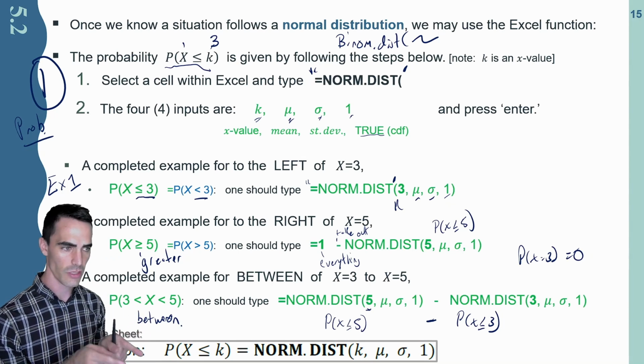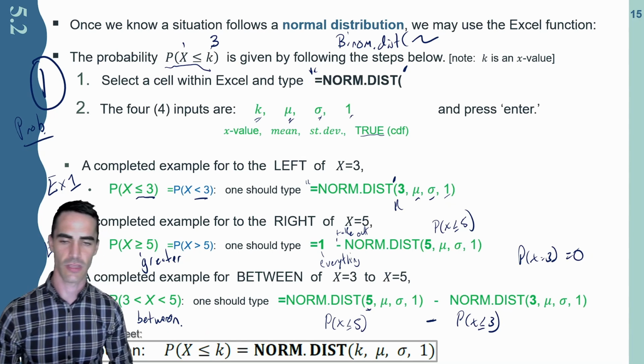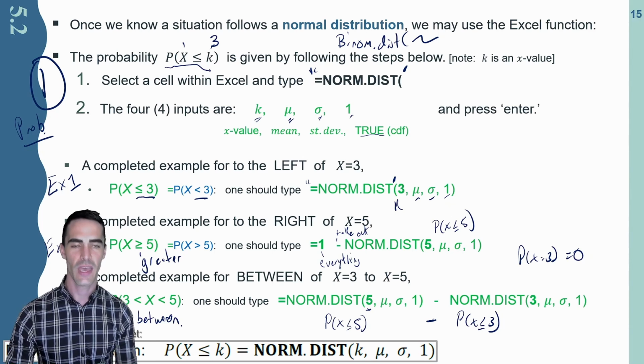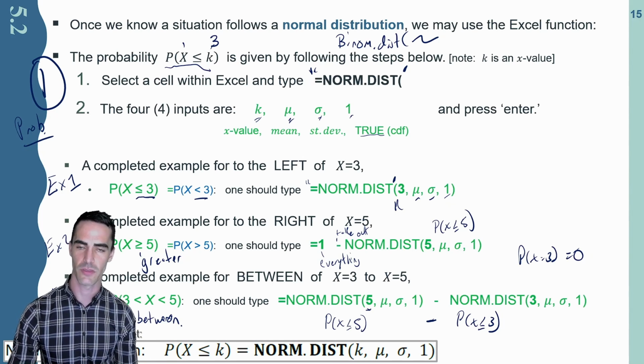On a little formula sheet, you see it right over here, the probability that x is less than or equal to k is equal to, and you can see the function typed up for your convenience. We'll reference that. Again, this is the first task that you'll be asked to perform in the normal distribution probability. And we'll do some examples here in a minute.